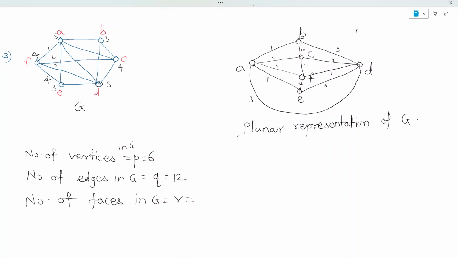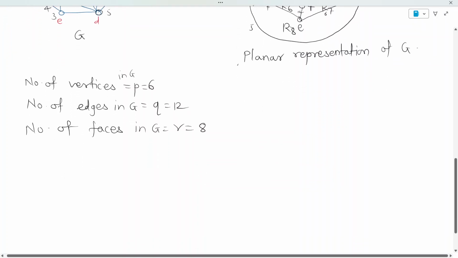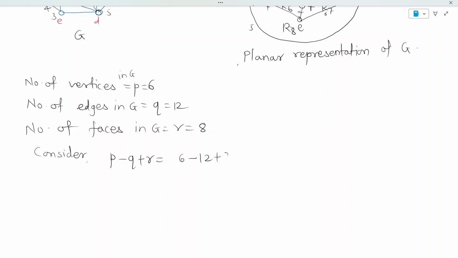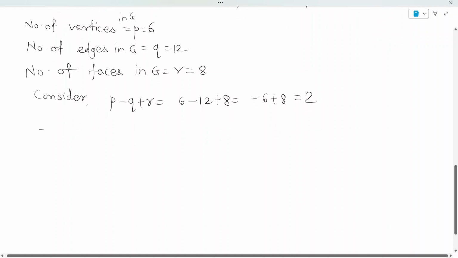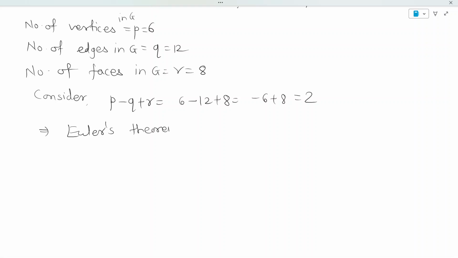Now let us count the number of regions. This is R1, the infinite region, R2, R3, R4, R5, R6, R7 and R8. So number of regions is 8. Now consider P minus Q plus R, that is 6 minus 12 plus 8, that is minus 6 plus 8, that is nothing but 2. So P minus Q plus R is equal to 2. That implies Euler's theorem is verified.